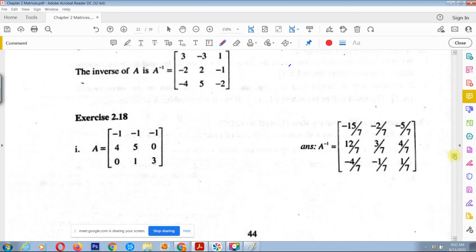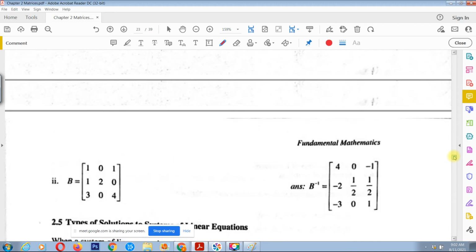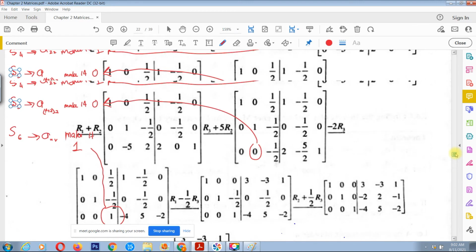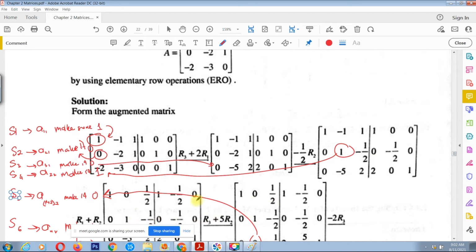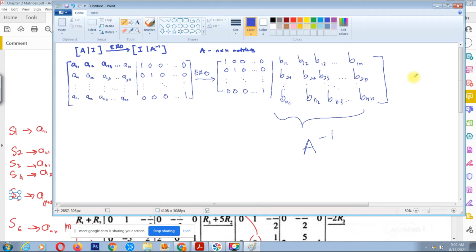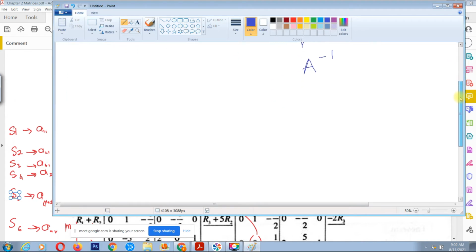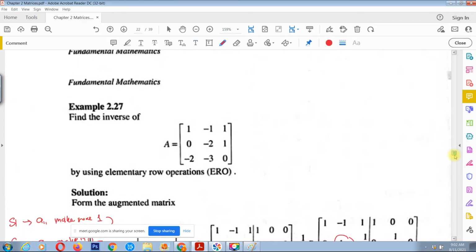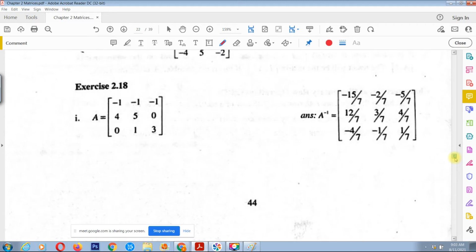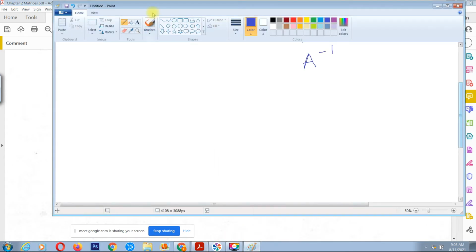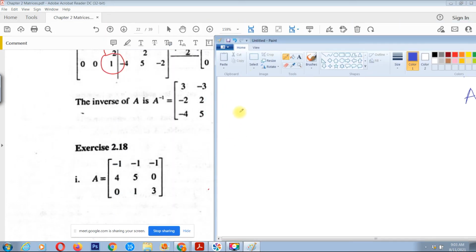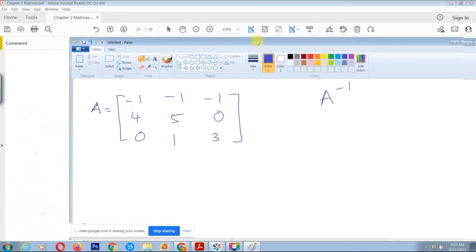So maybe we can try this one. We have a matrix A equals to -1, -1, -1, 4, 5, 0, 0, 1, 3. Okay, we see we have a step here.